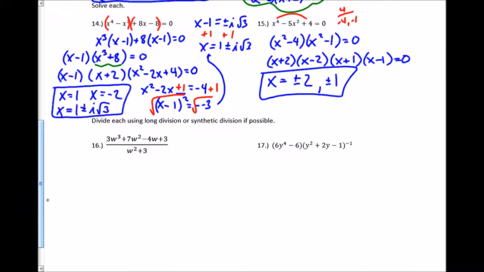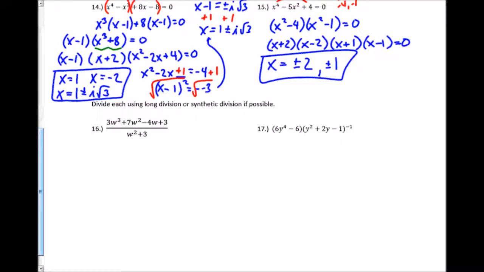For the next one, I want to divide either with long division or synthetic division. This one, I can't use synthetic division because there's a squared term out front. So I'm just going to put this out front. I'm going to set it up as long division, so I've got a w squared. I'm missing a term here, so I'm going to put a 0w in its place. And really, that just helps me keep everything in the proper order and line up my like terms.